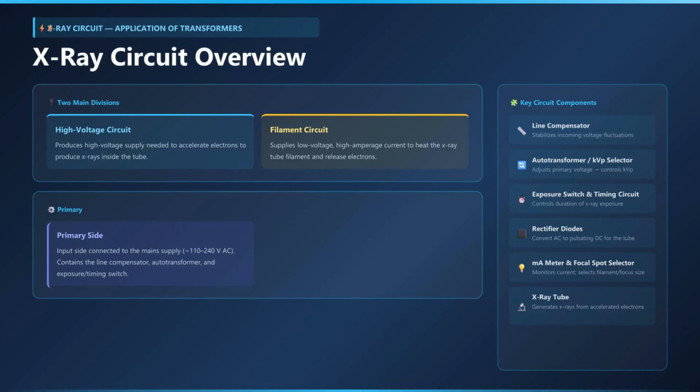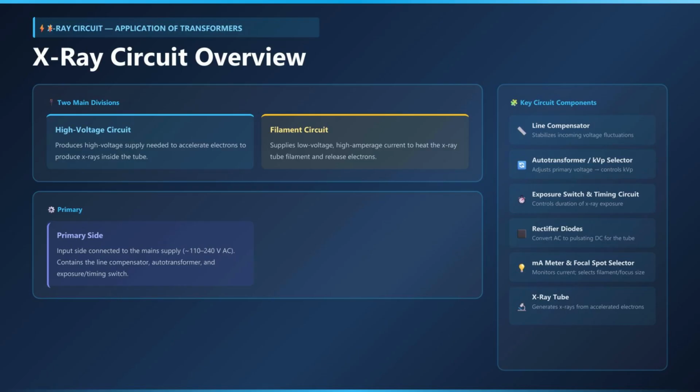The X-ray circuit is divided into two main parts: the high voltage circuit and the filament circuit. The high voltage circuit generates the necessary voltage to accelerate electrons across the tube for X-ray production. Meanwhile, the filament circuit provides low voltage, high amperage current to heat the X-ray tube filament, releasing electrons.